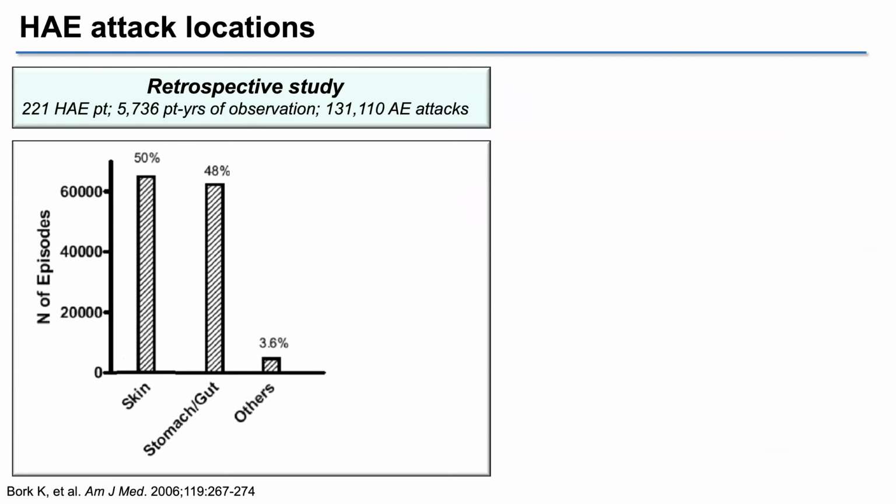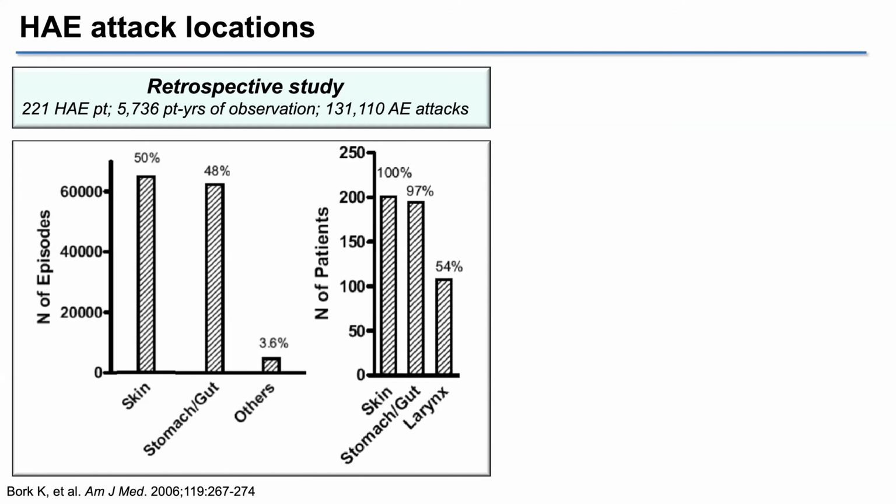So where do these attacks occur? And this is retrospective data, but it has held up pretty well. And the answer seems to be half the attacks involve the extremities, here called skin attacks, and about half the attacks involve the abdomen, and all other sites amount to maybe 3.6% of attacks. So really the vast majority are either extremity or abdominal. And you would think, why do we focus so much on laryngeal attacks? And the answer is shown here.